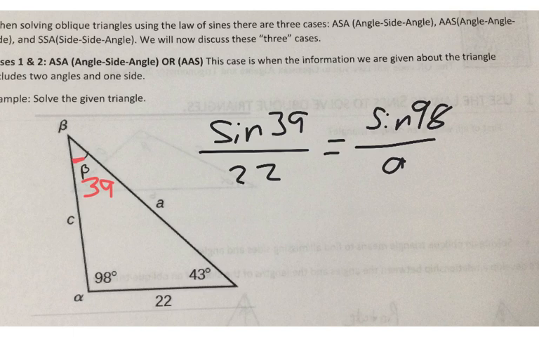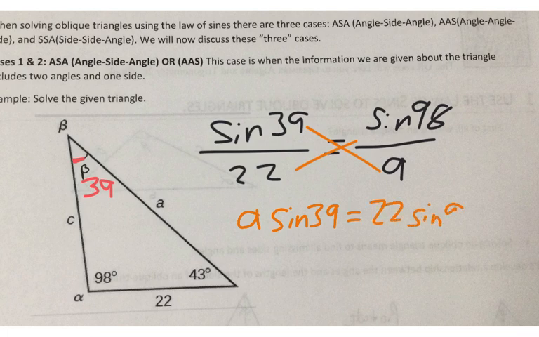So anyways, what do I have? I have a proportion with one unknown. I have a fraction equal to a fraction. Hopefully that's right up our alley. I've been doing that all year. That's my go-to. Cross multiply. So I've got A times sine of 39 equals 22 sine of 98. Now solve for A. A is being multiplied by sine 39, so I divide by sine 39.